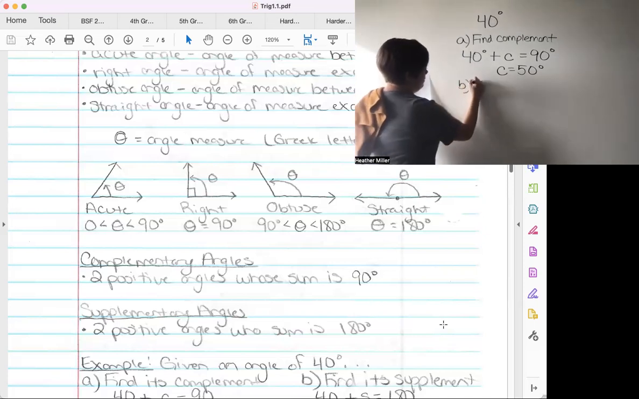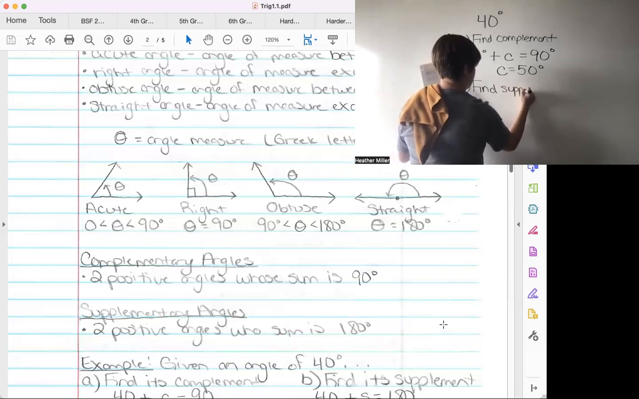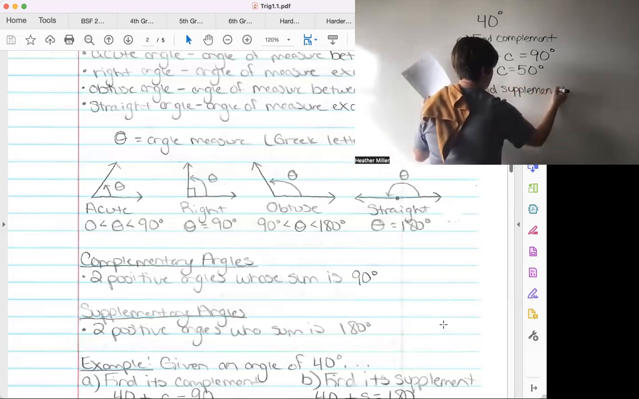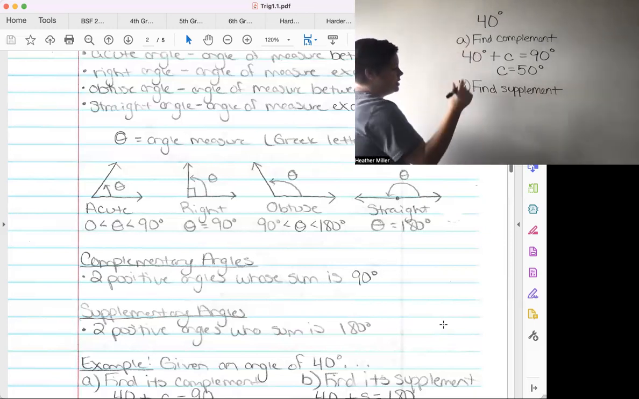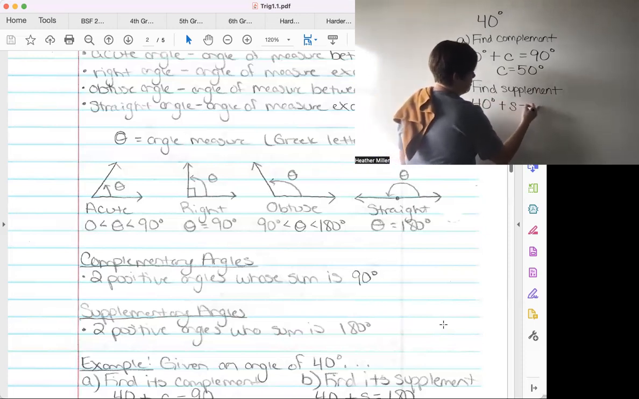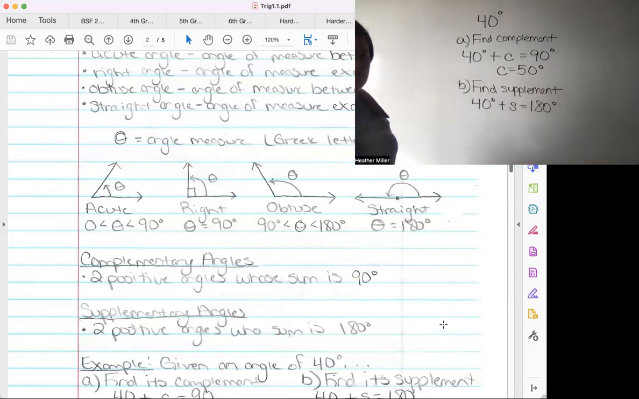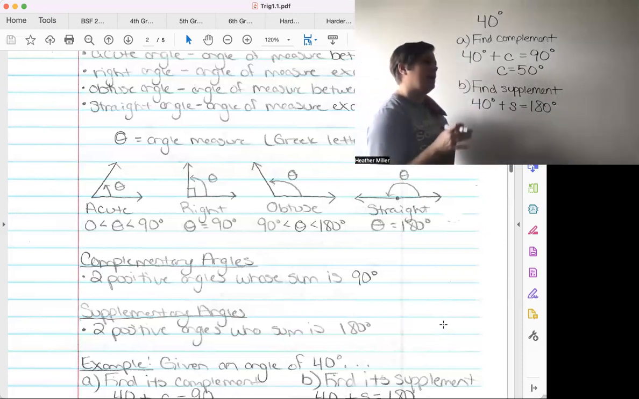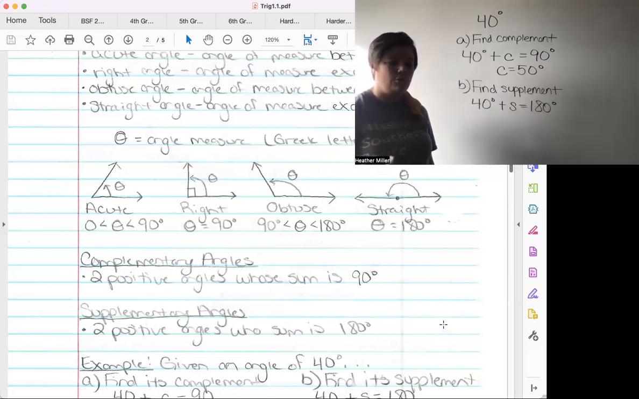Part B is going to be very, very similar. Only this time we are going to find the supplement. Now the supplement is what do we add to 40 degrees to get us to 180? Because we have 40 degrees plus its supplement has to equal 180. Now, some of you might be asking, okay, I'm good with algebra. Do I have to write down these equations? Or can I not just say, well, the supplement for 40 is going to be 140?